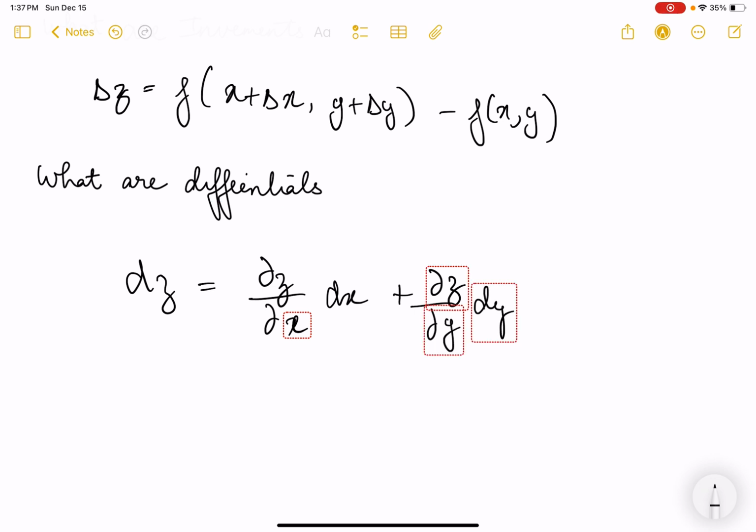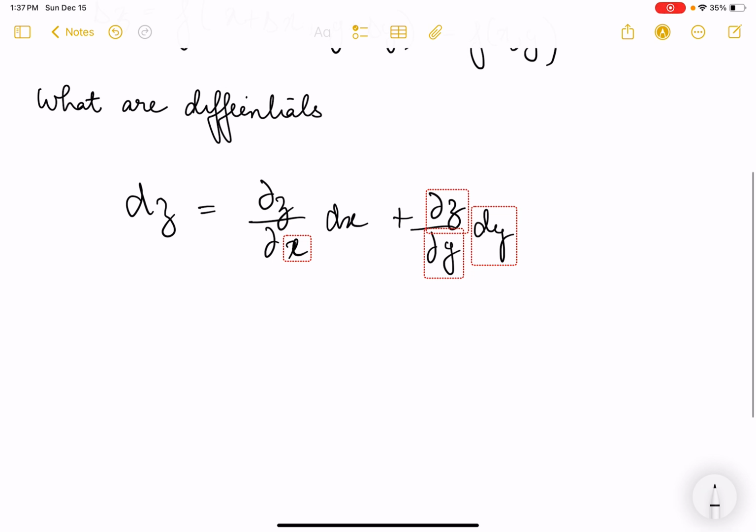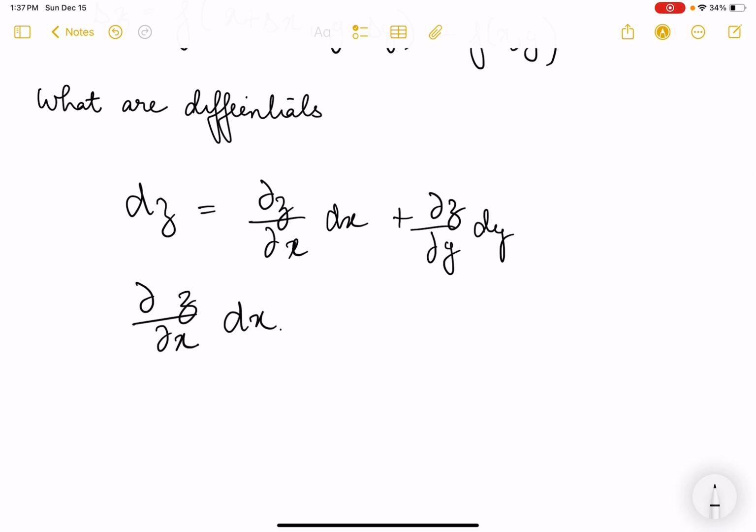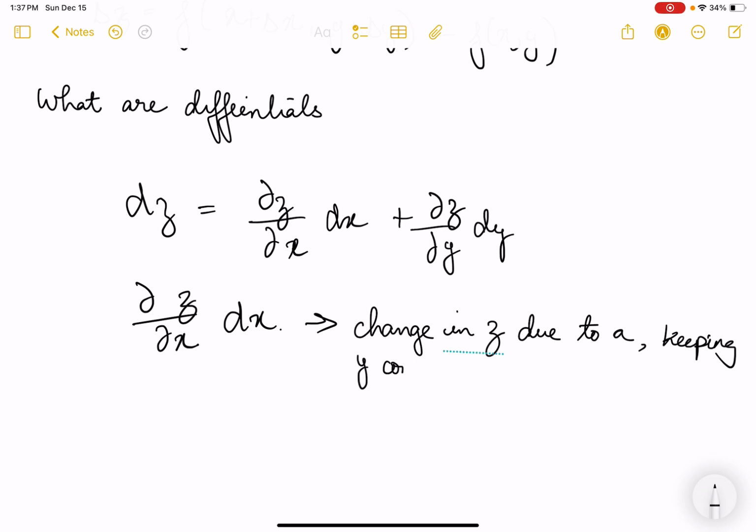Now this formula might look complicated, but it's pretty simple. The formula has got two terms. The first term is partial z over partial x dx. Now this term tells us the change in z due to x while keeping y constant.